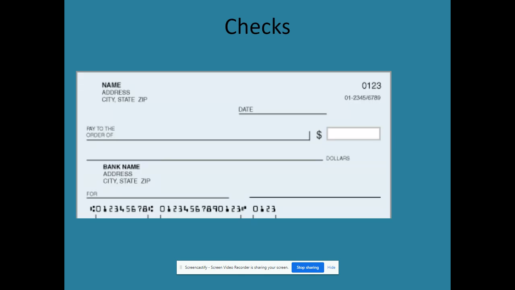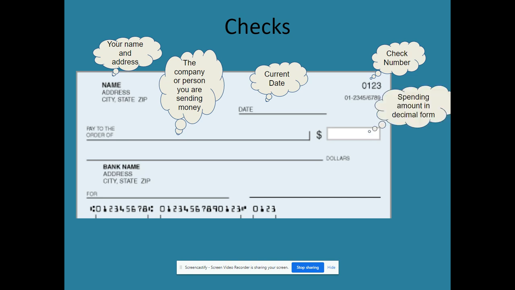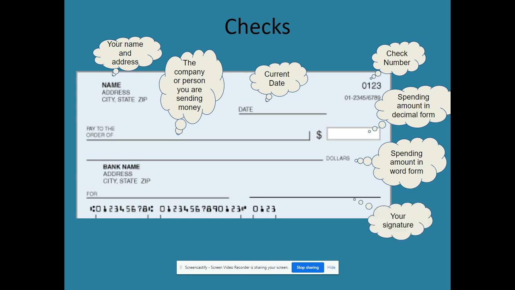Let's talk about a check. So the parts of the check. You have the first part, which is your name and address. It's typically written on every check that you have. The company or person you're sending your money to, so that's the pay to the order of section. The current date, where you would write down what date it is that you are writing the check. The check number in the upper right-hand corner. The spending amount in decimal form. The spending amount in word form, and there is a reason why you need the decimal form and the word form. We'll talk about that very soon. Your signature.